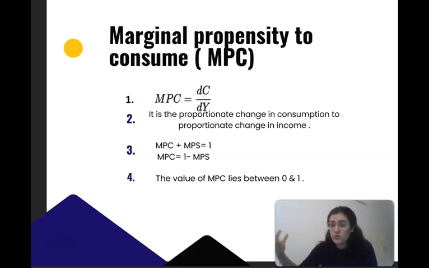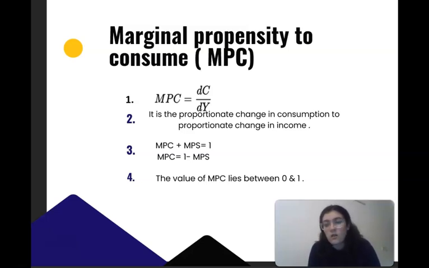So out of this change in Y, that is 100, might be I am spending just 20 rupees. I'm bringing only a 20 rupee change in my consumption. So the change in C will be 20, and here my MPC will be 20 upon 100. That is what the whole MPC formula is. You have to bring a proportion: out of the change in income, what proportion you are spending on consumption.